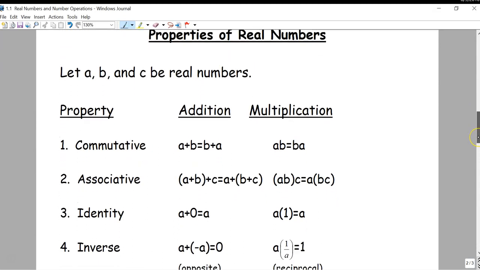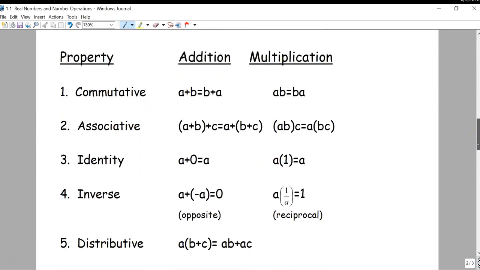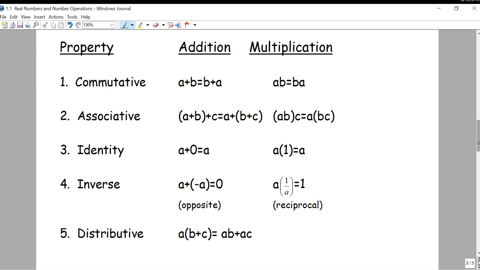Okay. Another thing that I want to review is a few properties that we know when dealing with numbers. The first property, and these properties work for addition and for multiplication, the first 4 anyway. The commutative property says that a plus b is equal to b plus a, or a times b is equal to b times a. So that's saying that if I switch the order of the two numbers when I'm adding or multiplying, I will get the same answer. 3 plus 5 is the same thing as 5 plus 3, and so on.